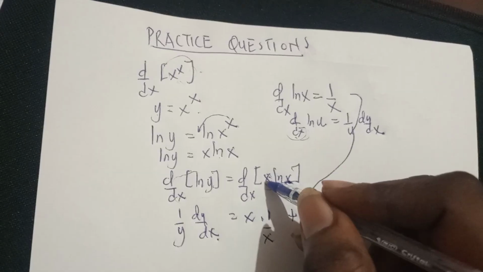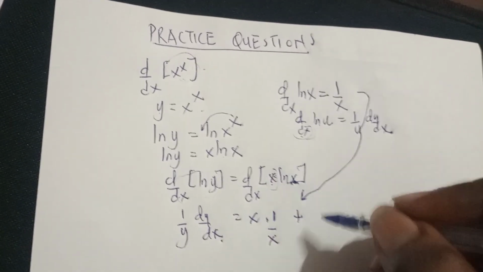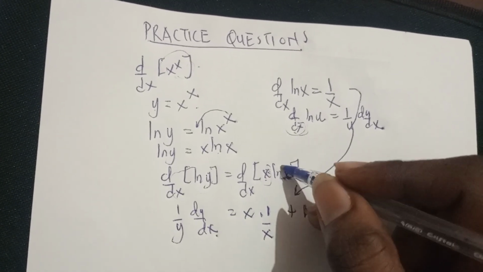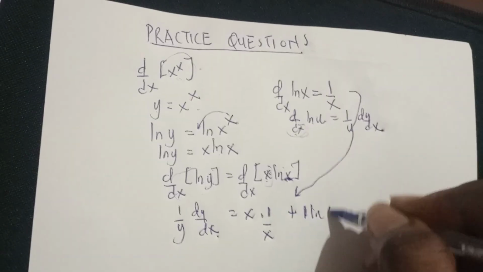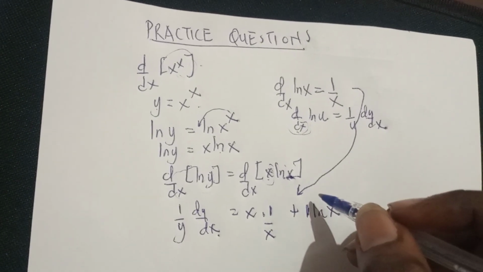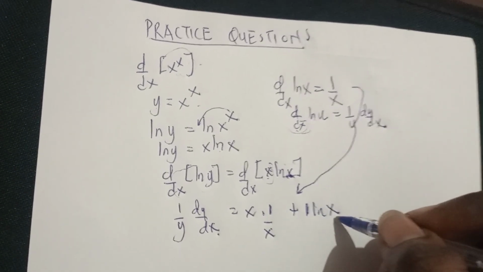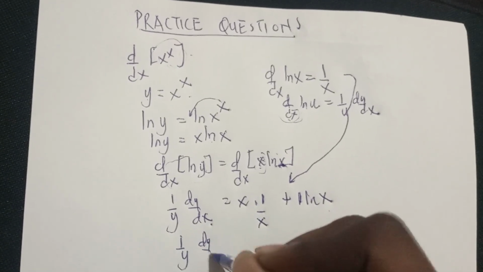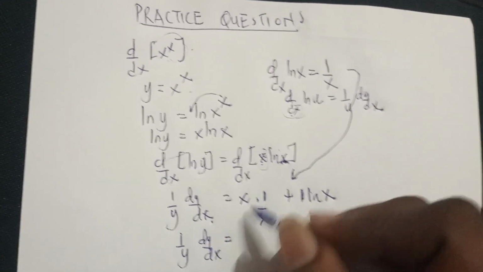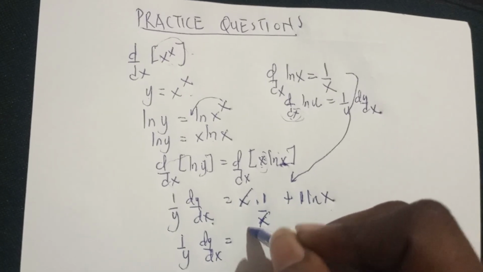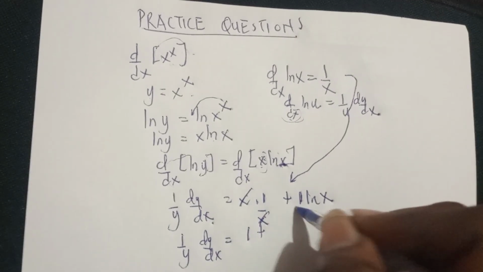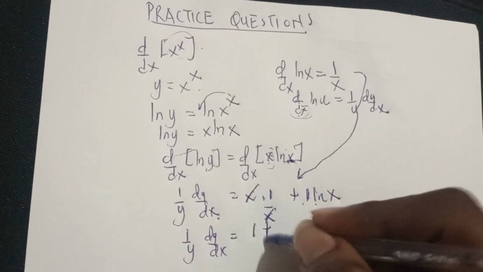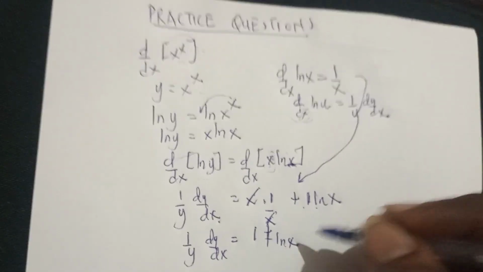Now since we maintain this, we differentiate this and we maintain this. That's going to be natural log of x. So 1 multiplying natural log of x. From here, I'm going to get 1 over y dy/dx is equal to, this can cancel that, leaving you 1 plus natural log of x.